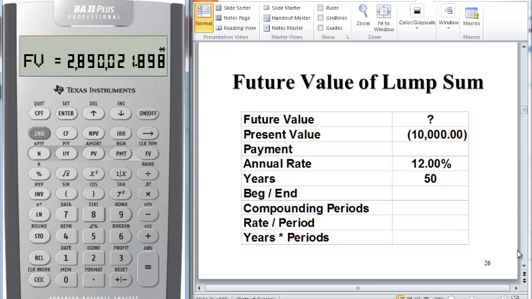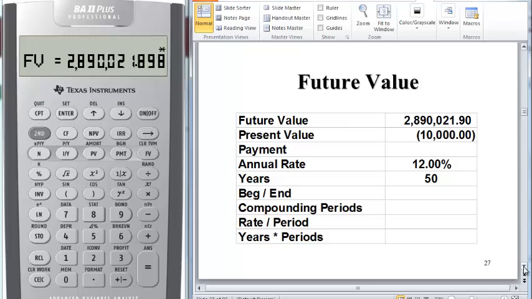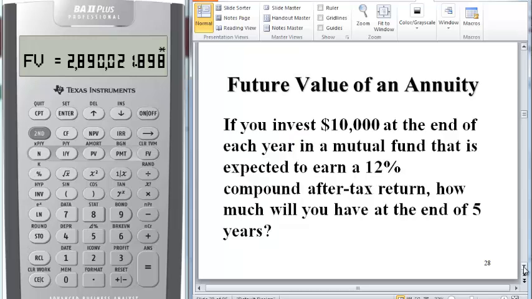$2.89 million. That's a ton of money. Why is that number so large? How does 10,000 become almost 3 million? Because of this power of compounding. That's the key here, is time value of money. Money has value across time, and it is that investment that is huge across time.